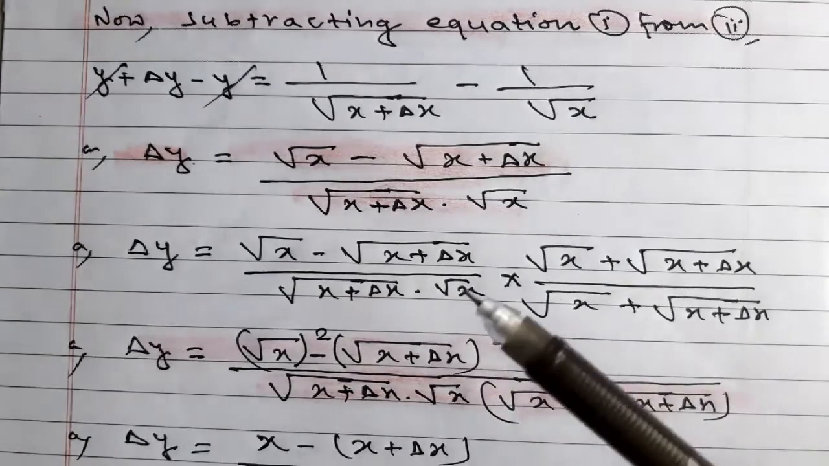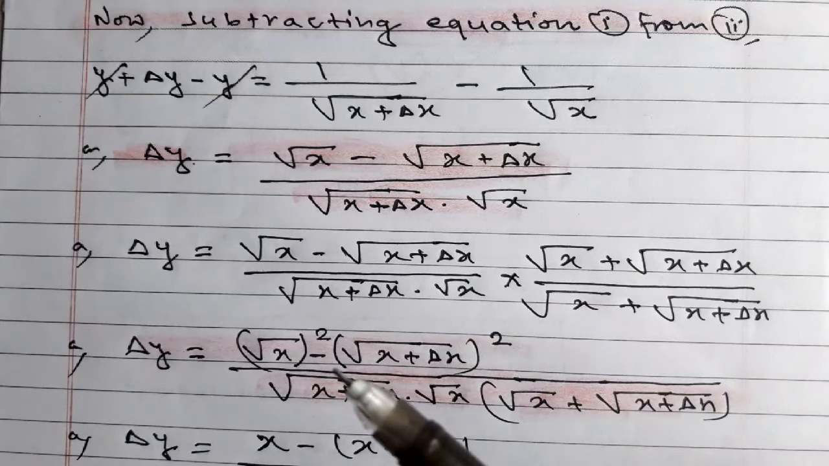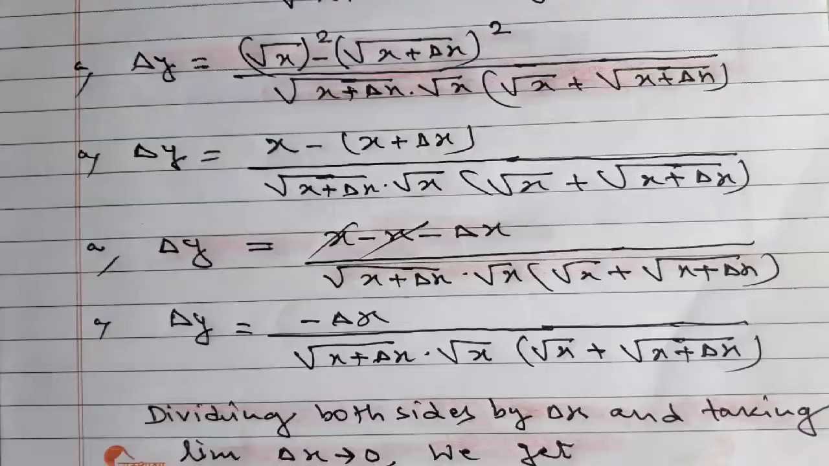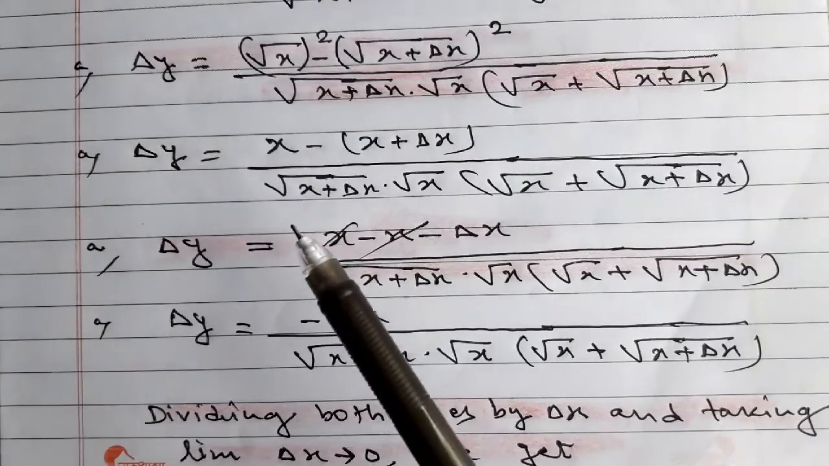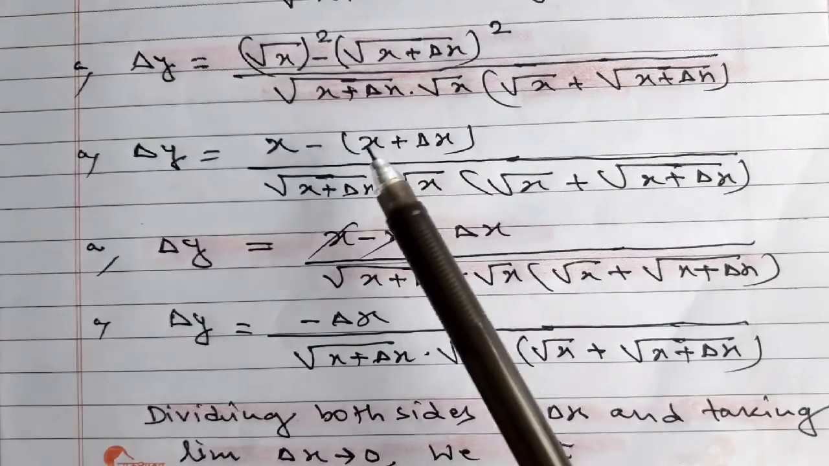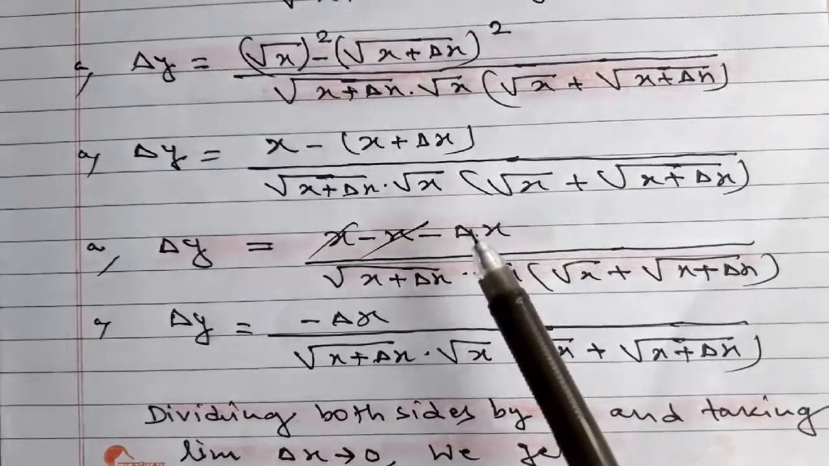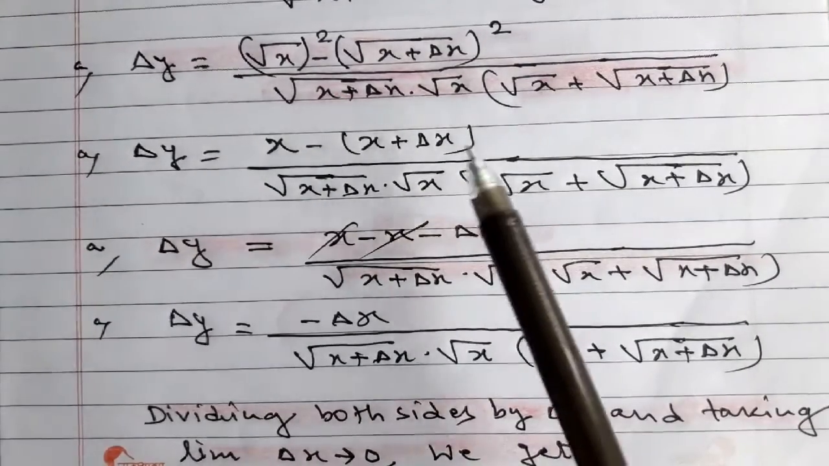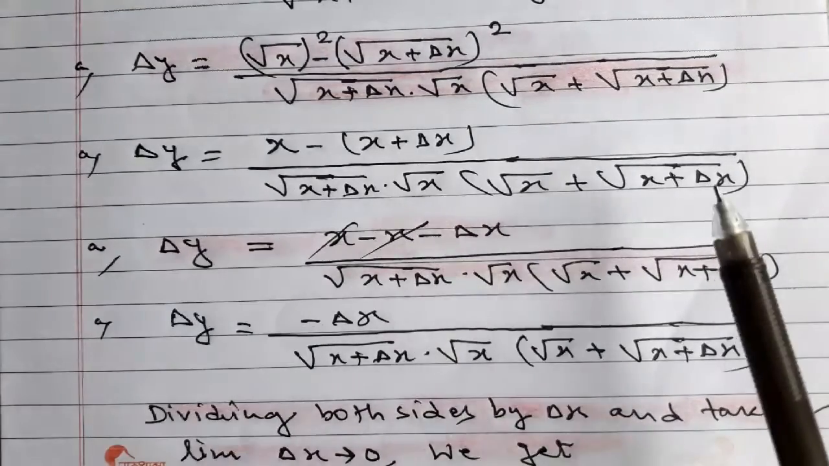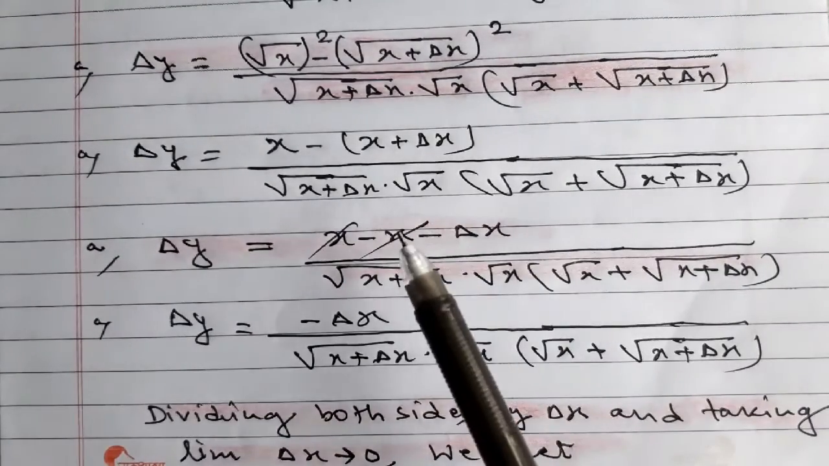Root x square minus root x plus delta x square. Now the square and root will cancel. Then we get x minus, square and root will cancel, minus x plus delta x, which is equal to delta y is equal to x minus x, multiplying the second term by the minus sign, minus x minus plus minus delta x. So we get x minus delta x, plus x and minus x will cancel. The terms of the denominator keeping as it is.